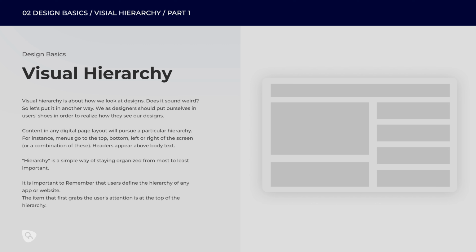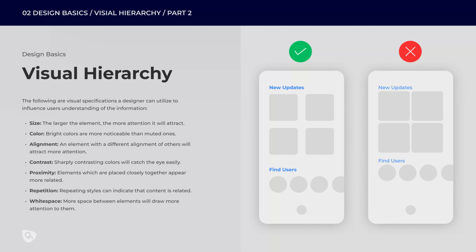Hierarchy is a simple way of saying organized from most to least important. It is important to remember that users define the hierarchy of an app or website. The item that first grabs the user's attention is at the top of the hierarchy. The following are visual specifications a designer must utilize to influence users' understanding of the information.